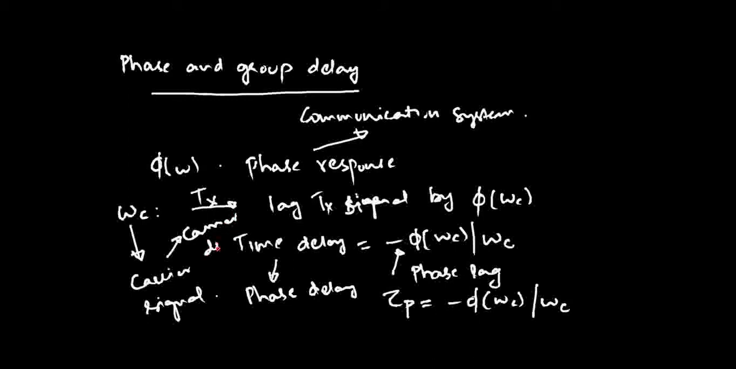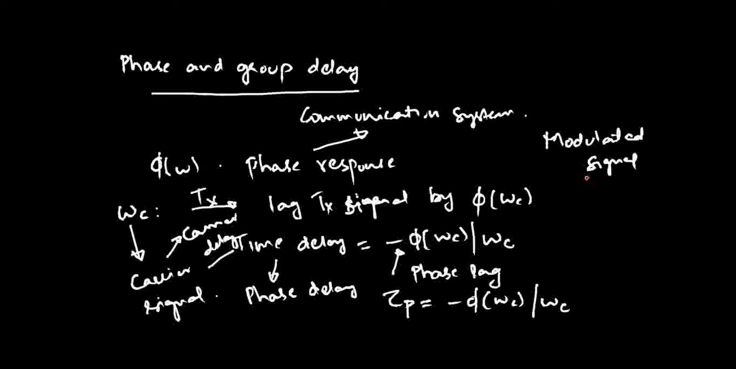The delay of the carrier is phase delay or carrier delay. Now using this carrier we modulate the signal, and the modulated signal is transmitted. So the time delay is also encountered in this modulated signal. What is important to us is the modulated signal, because our message signal is present in this modulated signal.